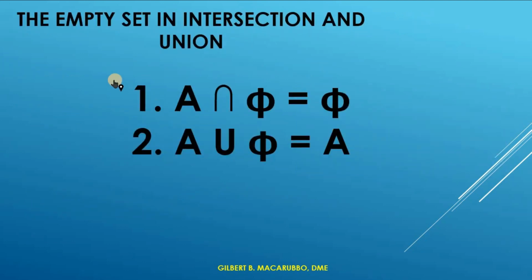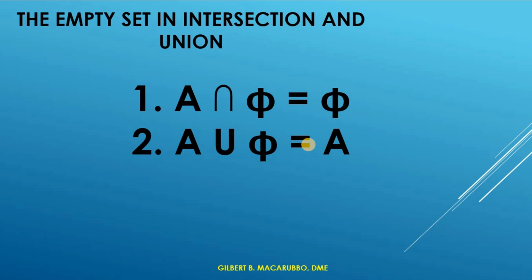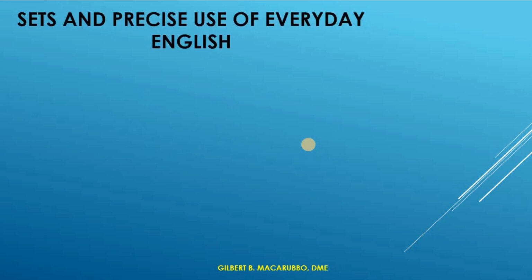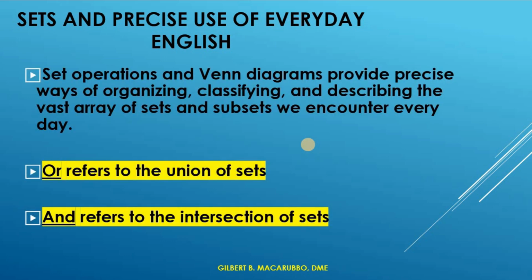So next, this one is the empty set. So walang laman, or wala tayong elements sa isang set. Okay, so sets and precise use of everyday English. Set operations and Venn diagrams provide precise ways of organizing, classifying, and describing the vast array of sets and subsets we encounter every day. So "or" refers to the union of sets and "and" refers to the intersection of sets.